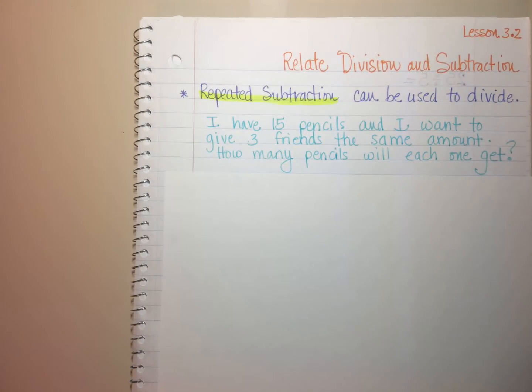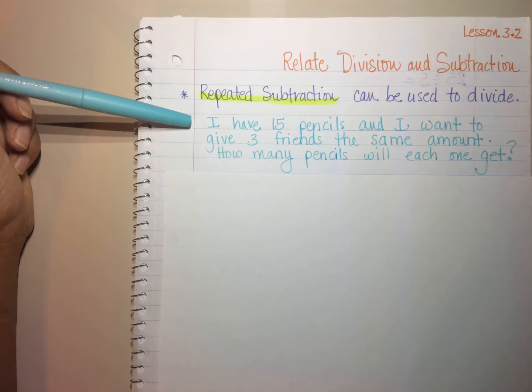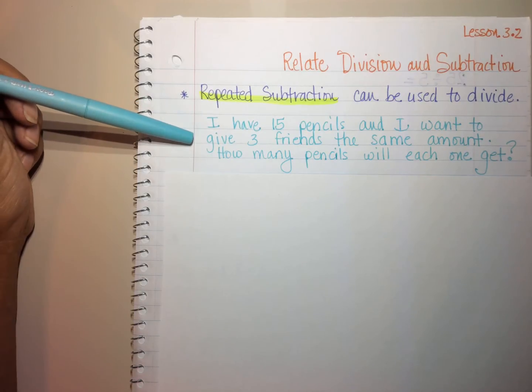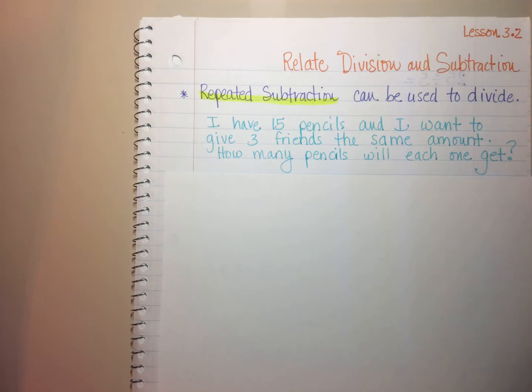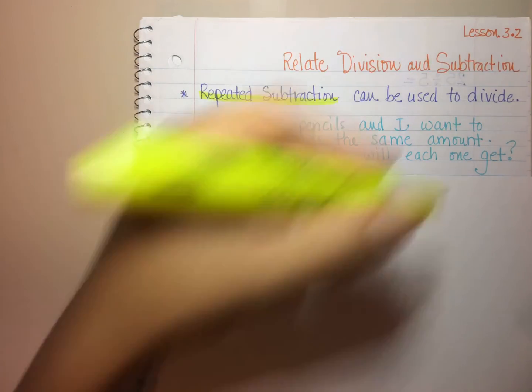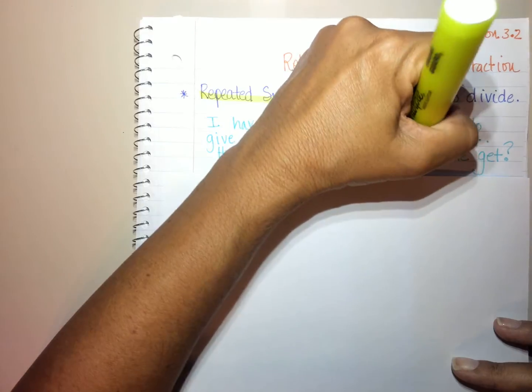Today you have lesson 3.2, Relate Division and Subtraction. Repeated subtraction can be used to divide. So here's a story problem. I have 15 pencils and I want to give 3 friends the same amount. How many pencils will each one get? By the way, each is a very important word in division.